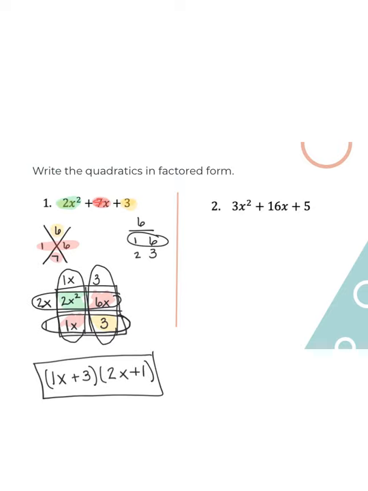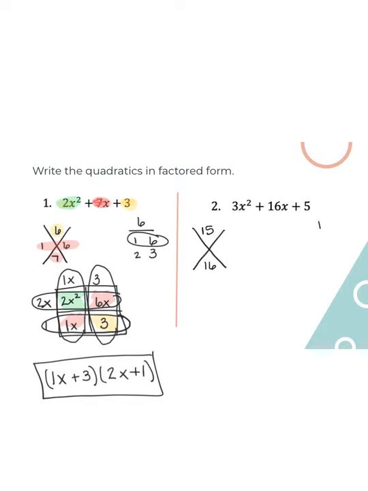So let's look at number 2. The first thing is we're going to set up and solve our x. To get our top number, we're going to multiply our a times our c. So 3 times 5. I'm going to put that 15 on the top. And then our b goes on the bottom. So 16 goes on the bottom.